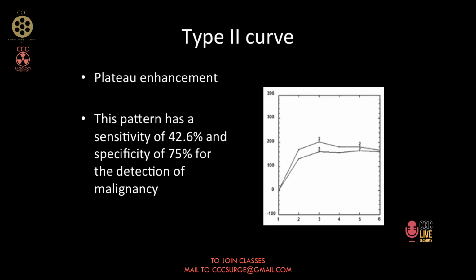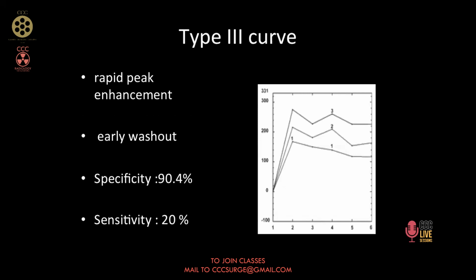In the type 2 curve, enhancement comes, but a plateau is attained. Once you get a plateau, the possibility is that it is mostly a benign lesion. But if you find a lesion where there is rapid enhancement, you give contrast and it is immediately enhanced, and there is an early washout, this is a malignant lesion. For practical purposes, remember type 1 and type 2 are benign and type 3 is malignant. An early peak enhancement and early washout is a sign of a malignant lesion. So remember, an architectural distortion, a rim enhancement, a non-mass enhancement, or a heterogeneous enhancement with a type 3 curve is indicative of a malignant lesion.